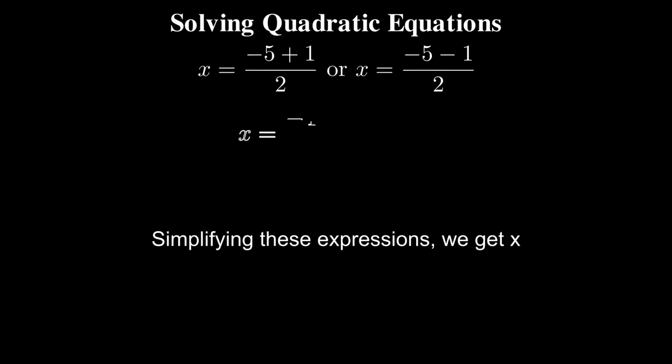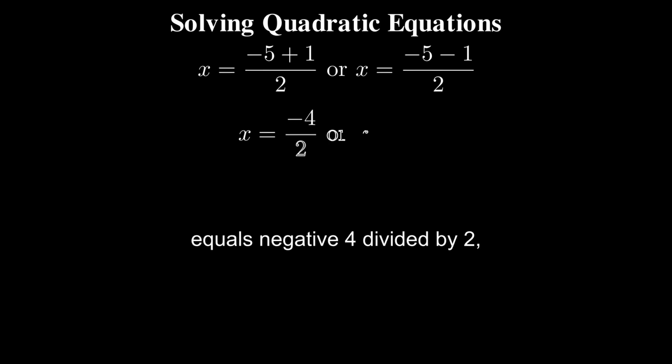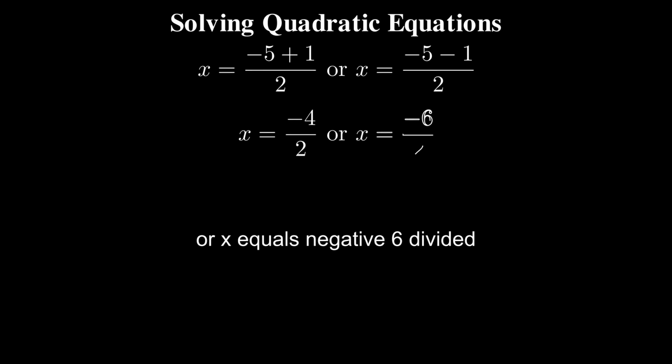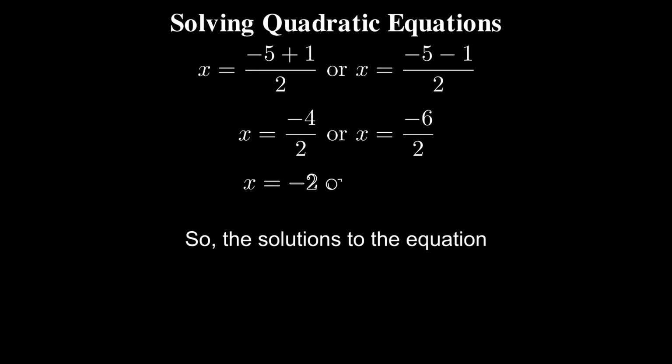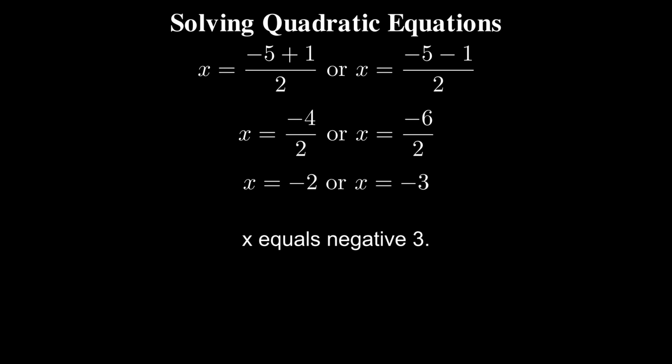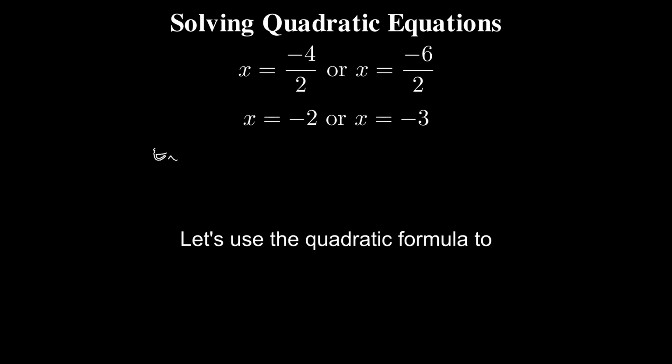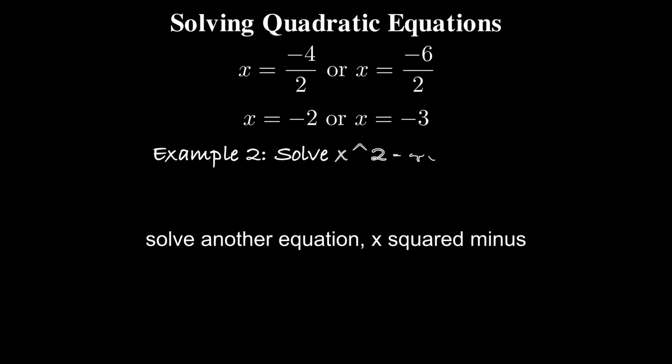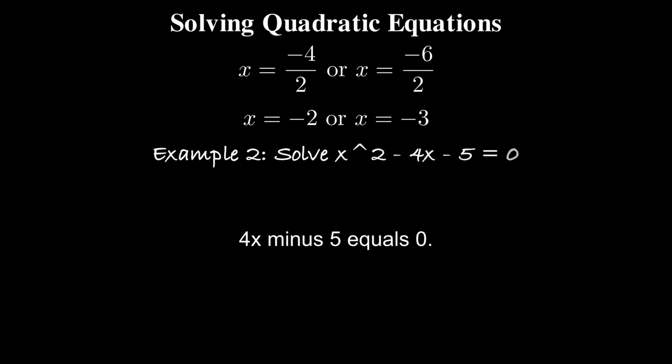Simplifying these expressions, we get x equals negative 4 divided by 2, or x equals negative 6 divided by 2. So the solutions to the equation are x equals negative 2 and x equals negative 3. Let's use the quadratic formula to solve another equation. x squared minus 4x minus 5 equals 0.